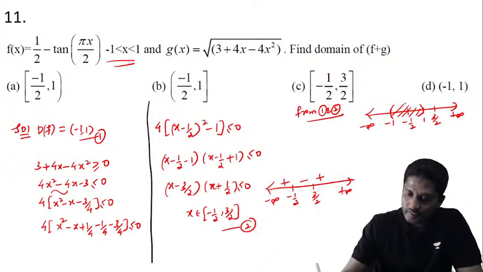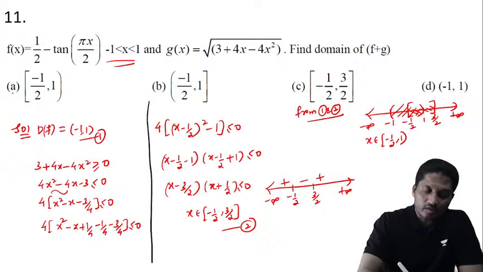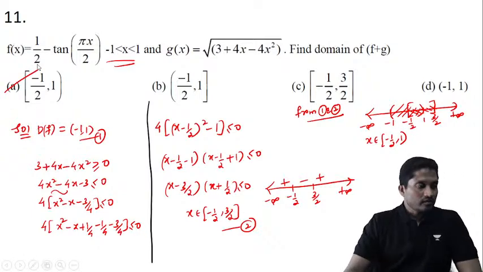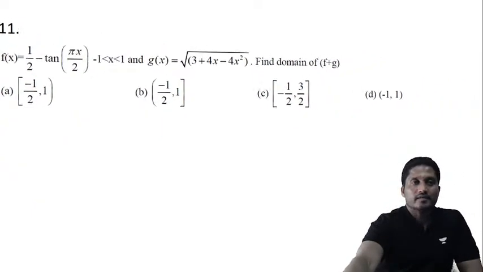Okay, and then this is minus half to 3 by 2. So this means that x belongs to closed interval minus half and open interval 1. Answer is option A only. Alright, let's move to the next question.